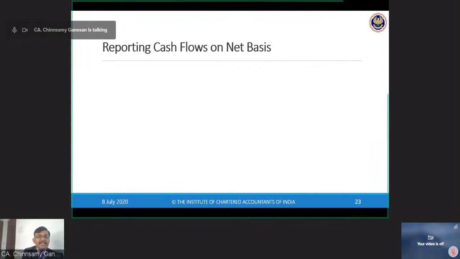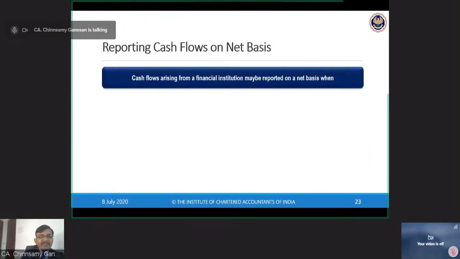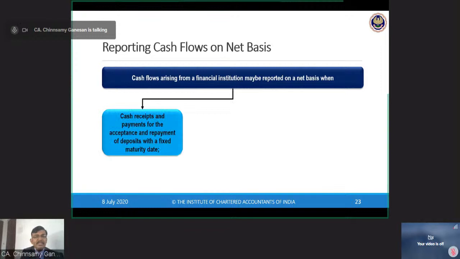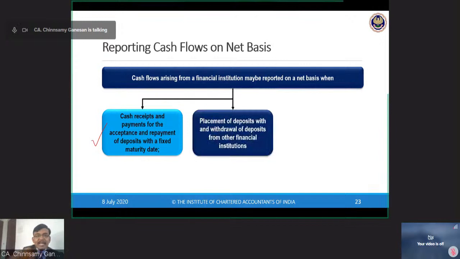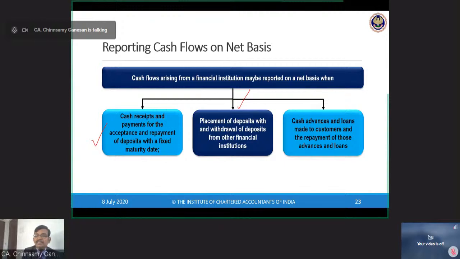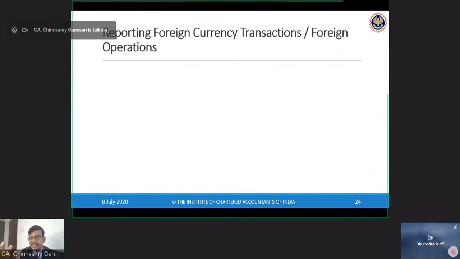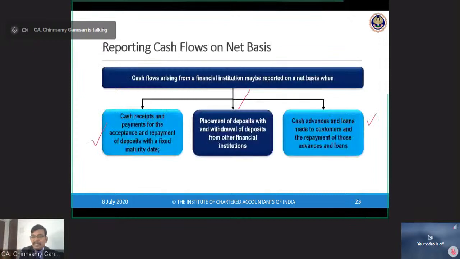So what it says is that if there is a fixed maturity date, it is giving some guidance in respect of deposit with a fixed maturity date, acceptance as well as repayment. Placement of deposit: I am making an investment and this is a liability, whereas this is a payment and I am withdrawing from the payment. Here also net basis is possible. Advances or loans made to customers and repayment of that could also be part of it. Because in all these cases you are going to get a net collection, right? And accordingly it is possible for you to show on a net basis.